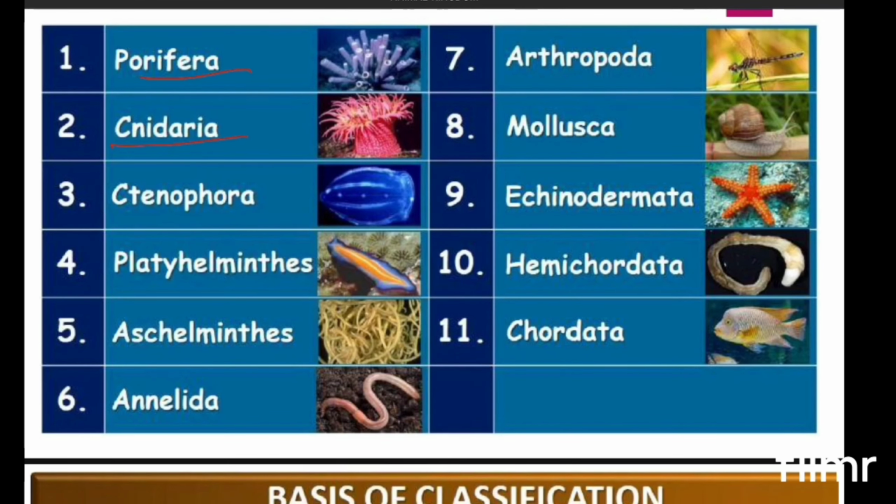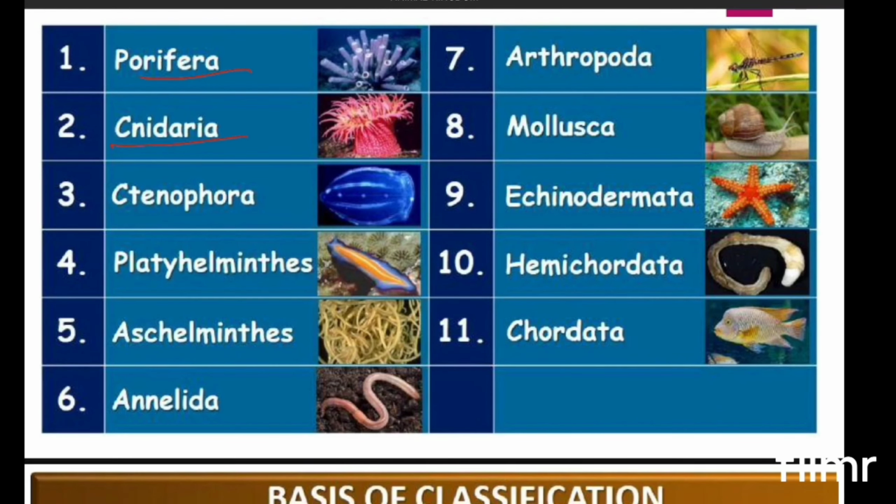The third phylum is Ctenophora, the fourth phylum Platyhelminthes, the fifth phylum Aschelminthes, or you can see the Nematoda, and the sixth phylum Annelida, which is the phylum of earthworm and all. The seventh phylum, which is the largest phylum, Arthropoda, then phylum Mollusca, phylum Echinodermata. These are all non-chordates. Then the phylum Hemichordata and lastly the Chordata. These phyla, with some examples and features, we will go through in detail.